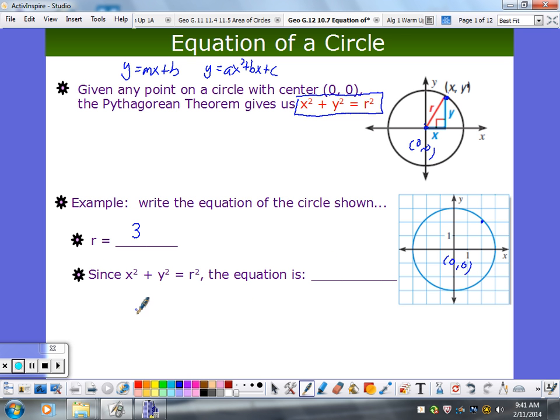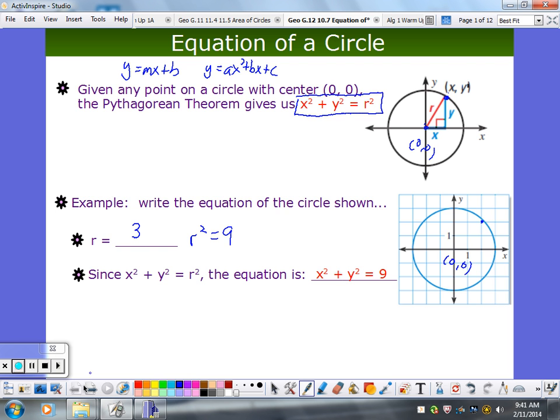If x squared plus y squared is r squared, what's the equation? What's r squared? 9. X squared plus y squared is 9. It's that simple. Oh, sure it is. No, it is. It's that simple. Circle centered at 0, x squared plus y squared is r squared. Find that radius, square it, you've got an equation. And that's it.